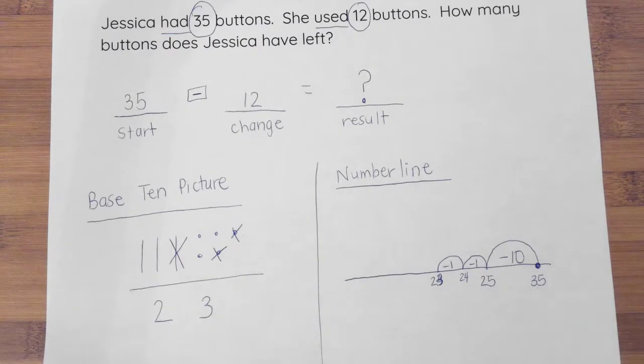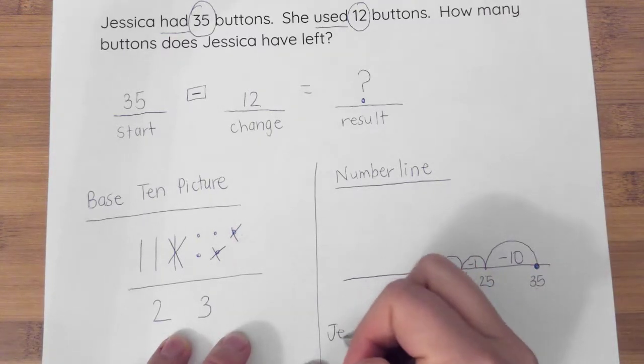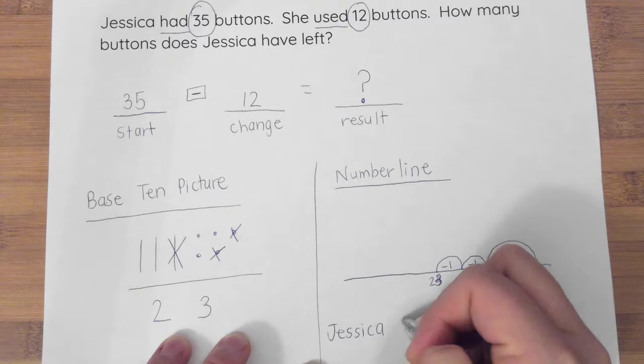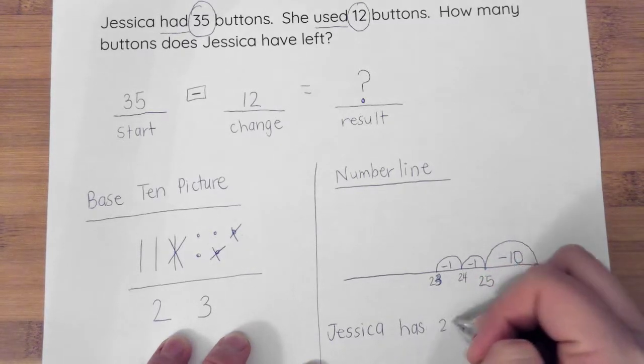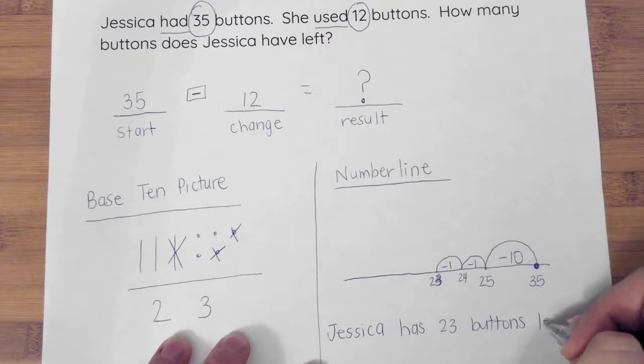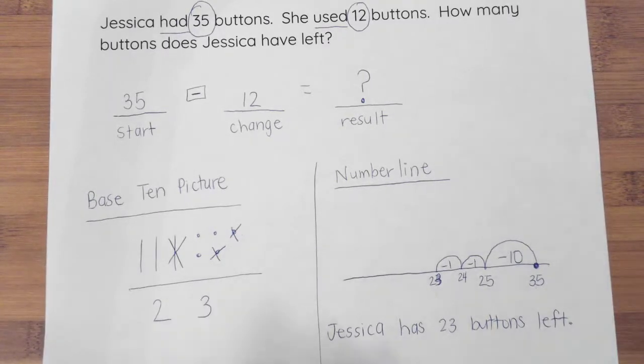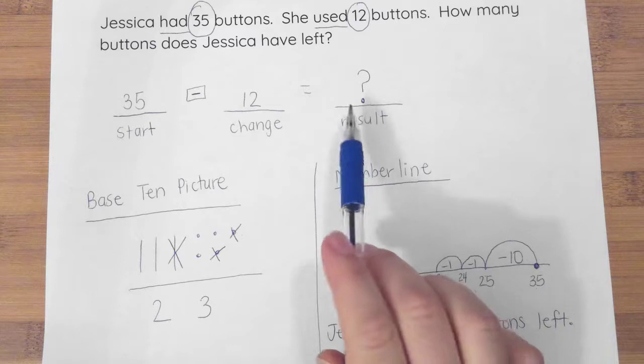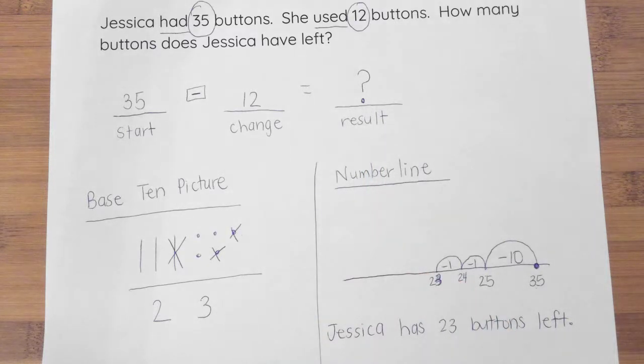So if I'm going to write my solution sentence for this problem, I would say Jessica has 23 buttons left. So this is how you would solve your subtraction word problem. In this case, it's a result unknown. So our result, we don't know what it is, and we figured it out.